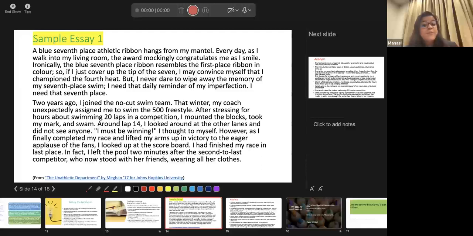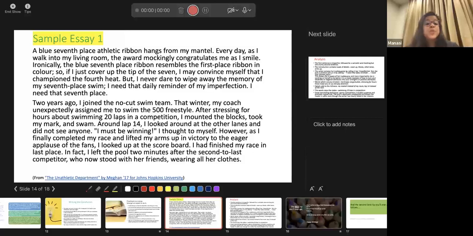She talks about lap 14 in the second paragraph instead of just calling it the race. Now that also gives you another detail. Lap 14, 14 laps are pretty tough. I mean, tough for most people. Then she talks about, I must be winning. This shows you that she's probably complacent.